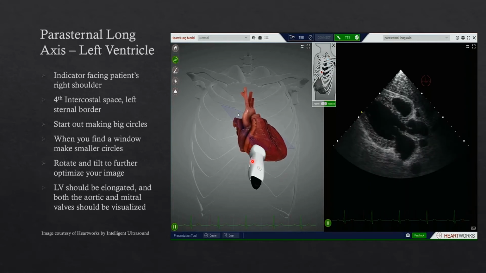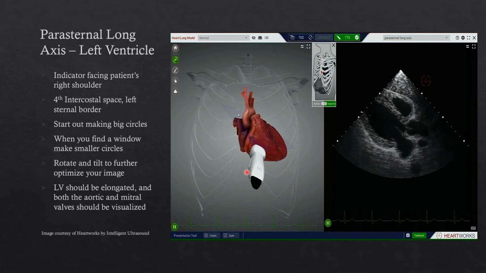So we're going to start off placing our transducer somewhere around the fourth intercostal space. Each of these transducers has a little indicator mark on them so we know how our beam is being oriented. So we want that indicator mark facing the patient's right shoulder. So our ultrasound beam is cutting the heart in the long axis here, lengthwise.